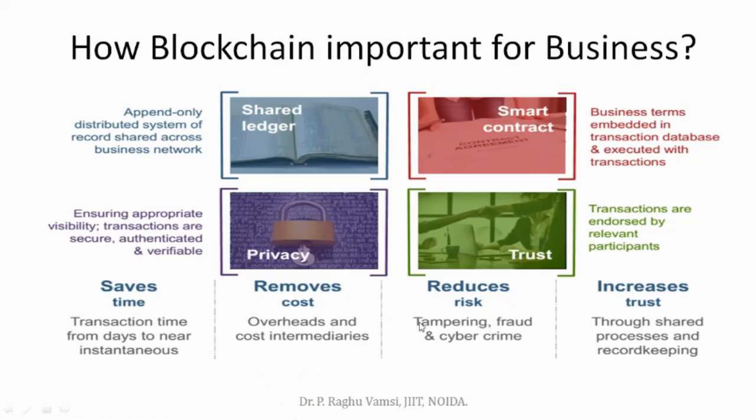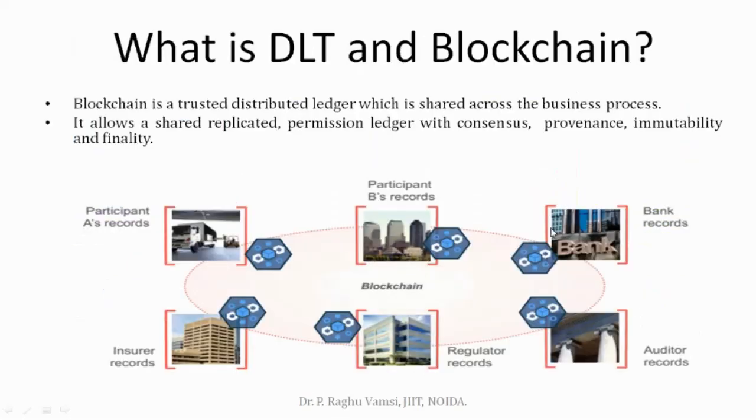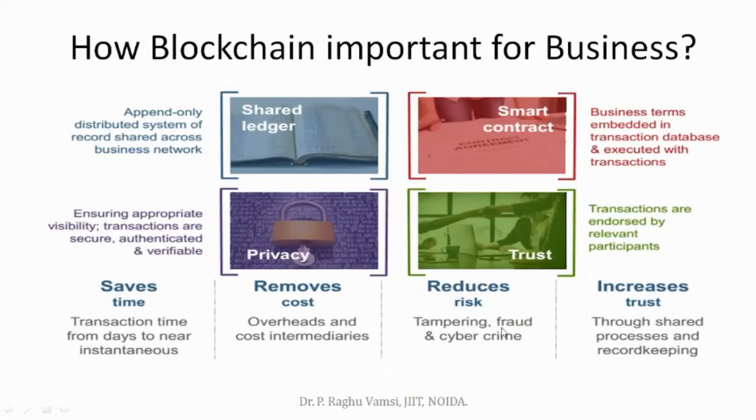Reduces the risk. Tampering can be reduced because DLT, distributed ledger technology, is immutable and final. So tampering is not possible in this case, and fraud and cybercrime can also be avoided.